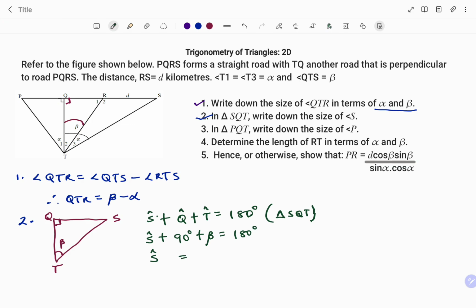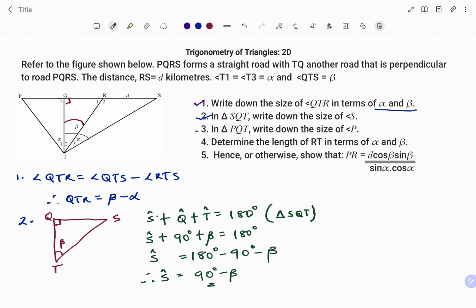Moving all the other angles to the right hand side, it becomes 180 degrees minus 90 degrees minus beta. So therefore, the angle at S is equal to 180 minus 90, that's 90 degrees minus beta.